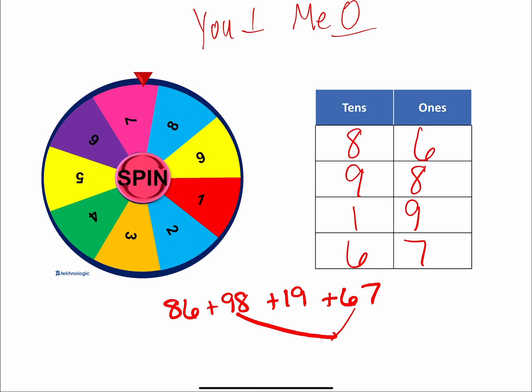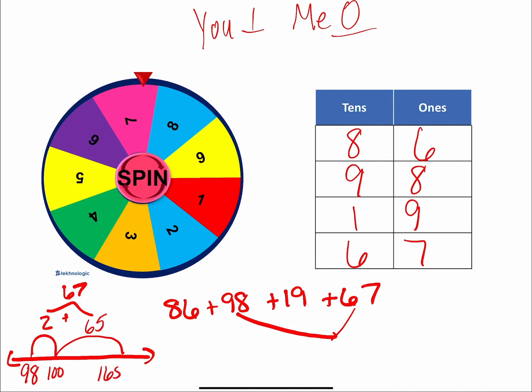Now you may be going, why would you start with those numbers? Well, because I decided I would go over here and I would think about this. 98 is really close to 100. So if I jump 2 off of that 67, that gets me to 100. And then all I have left to jump is 65 because 2 plus 65 is 67. So I'm at 165. So I could see that 98 was really close to 100 and that helped me out a lot.